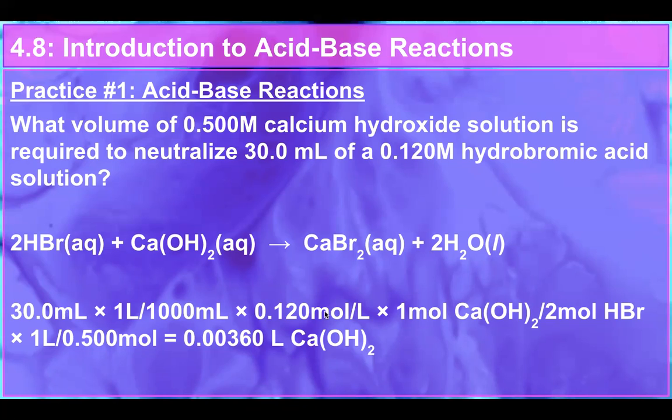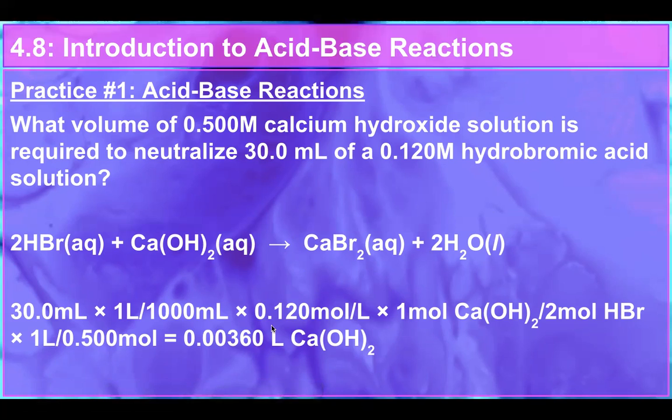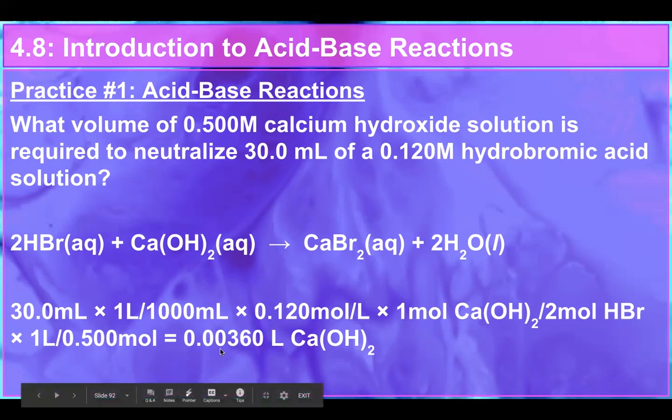0.120. Then we will take the mole ratio, which is 1 mole of calcium hydroxide for every 2 moles of hydrobromic acid. That'll give us the number of moles of calcium hydroxide. And then we can just divide that by the molarity, and that will give us how many liters of calcium hydroxide we would need, which in this case ends up being 0.0036 liters or 3.6 milliliters.